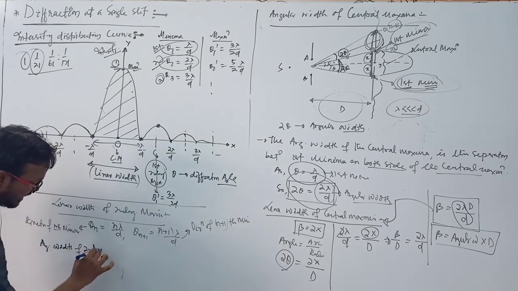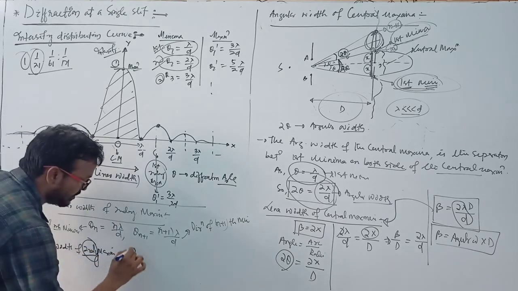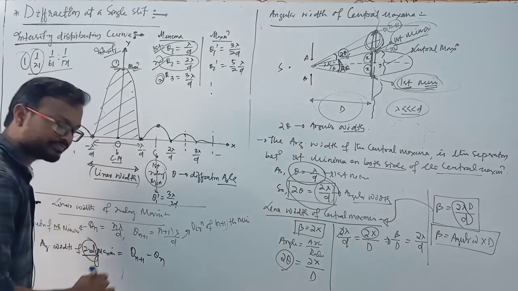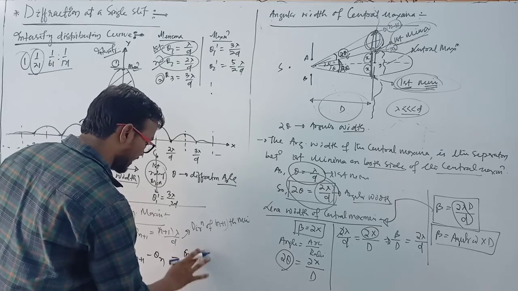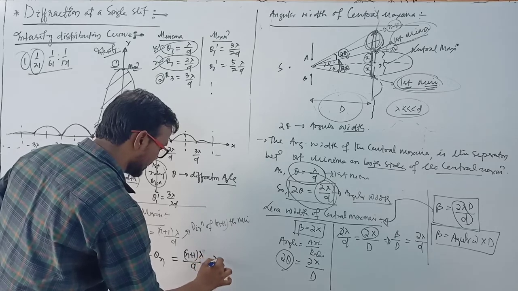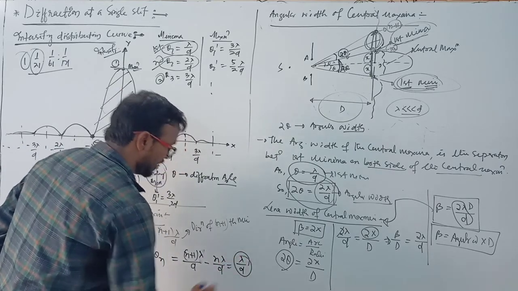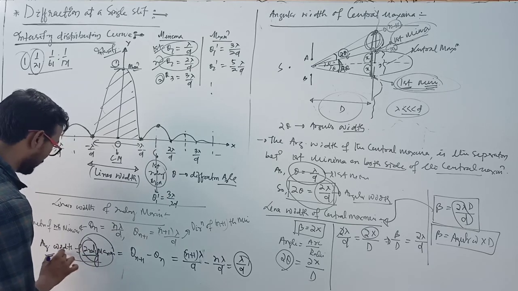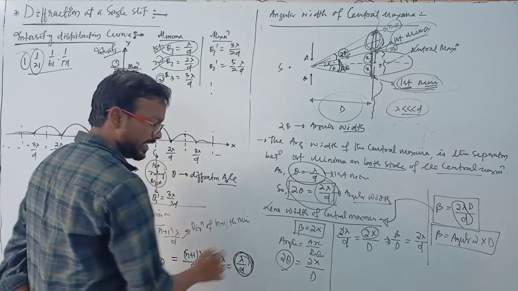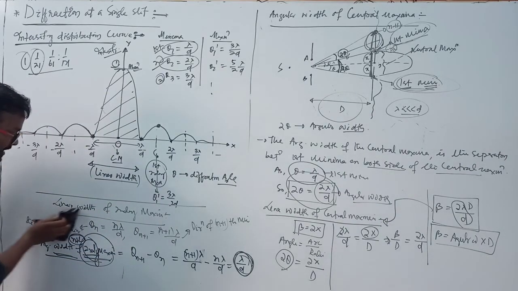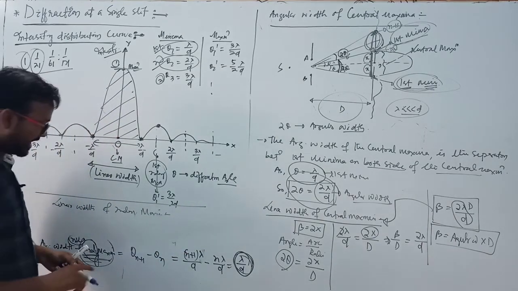So we can write the angular width of the secondary maxima equals theta n plus 1 minus theta n. If we use n plus 1 lambda by d minus n lambda by d, then n lambda and n lambda cancel, and we get lambda by d. So the angular width of the nth secondary maxima equals lambda by d. And how can we find the linear width of secondary maxima? So linear width can be calculated.